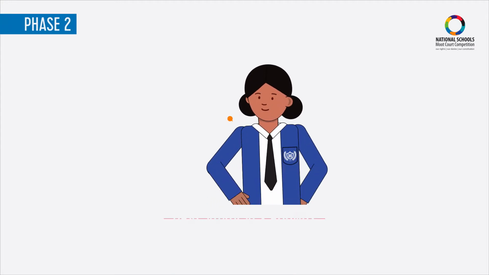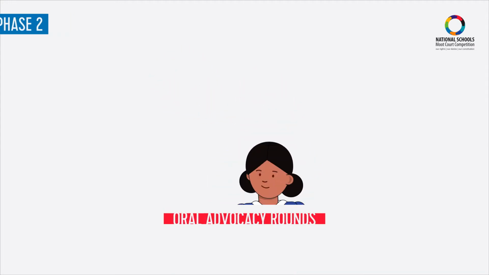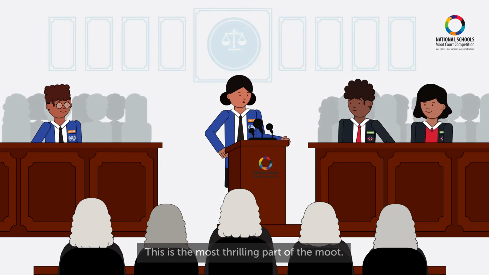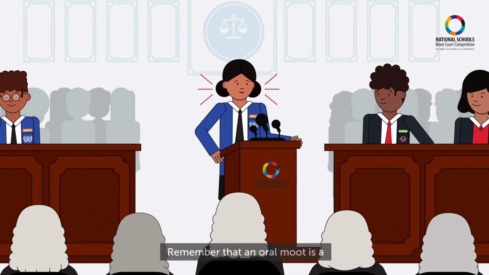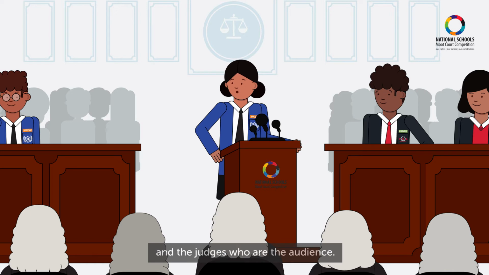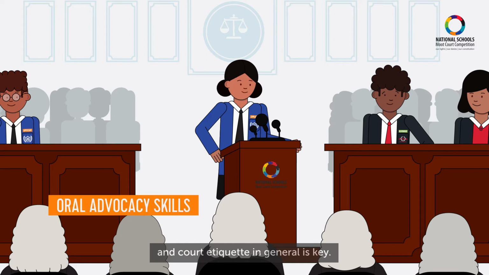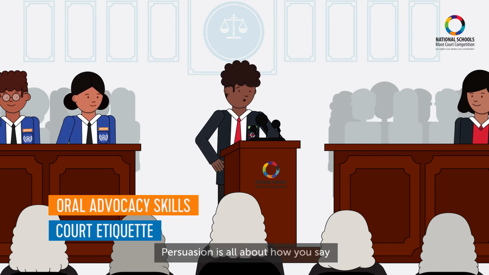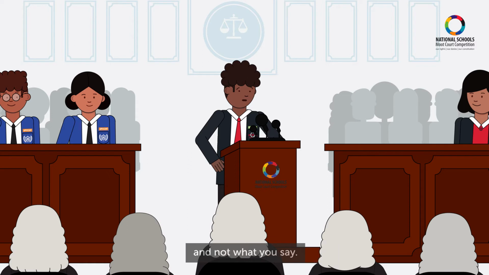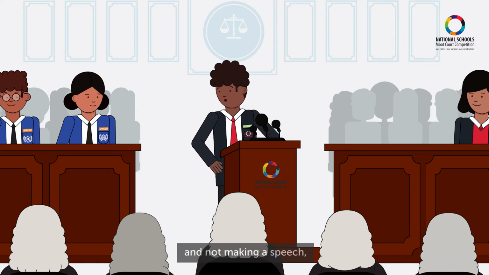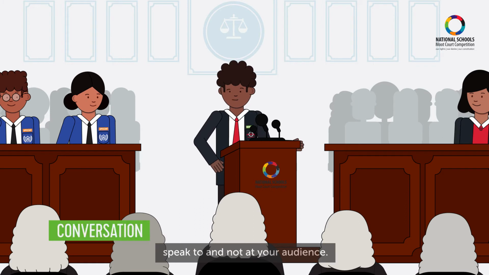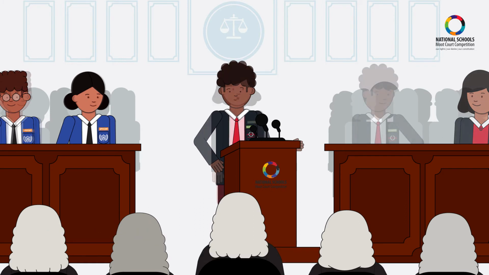Phase 2, Oral Advocacy Rounds. This is the most thrilling part of the moot. Remember that an oral moot is a conversation between the mooter and the judges who are the audience. As such, oral advocacy skills and court etiquette in general are key. Persuasion is all about how you say it and not what you say. Since you're having a conversation and not making a speech, speak to and not at your audience.